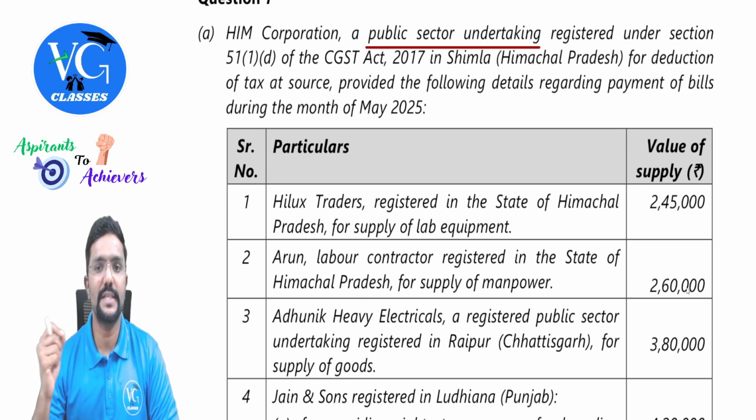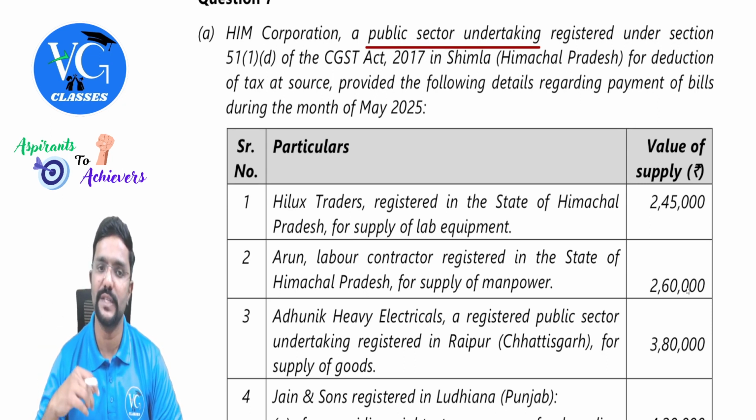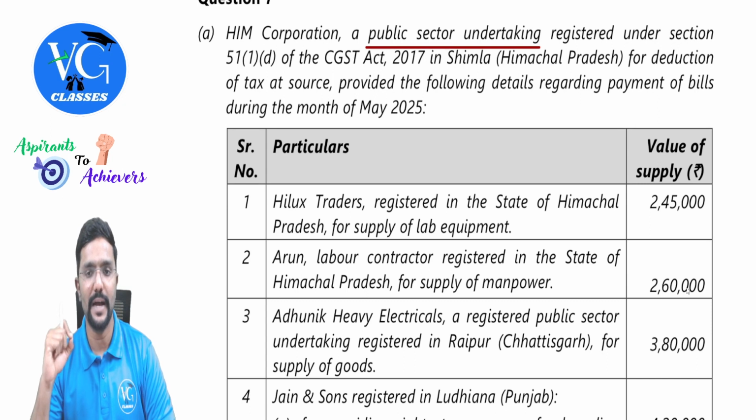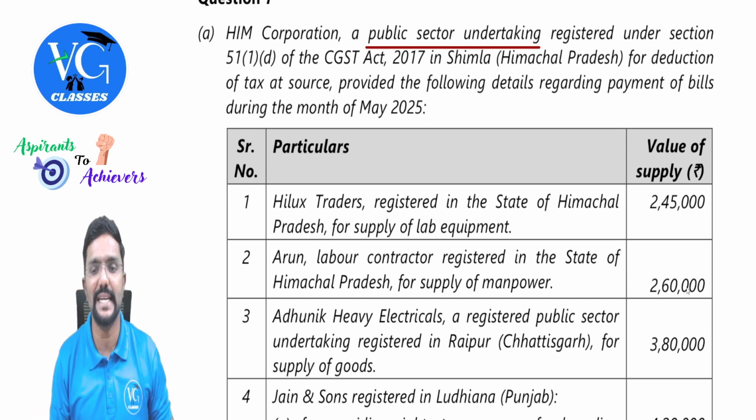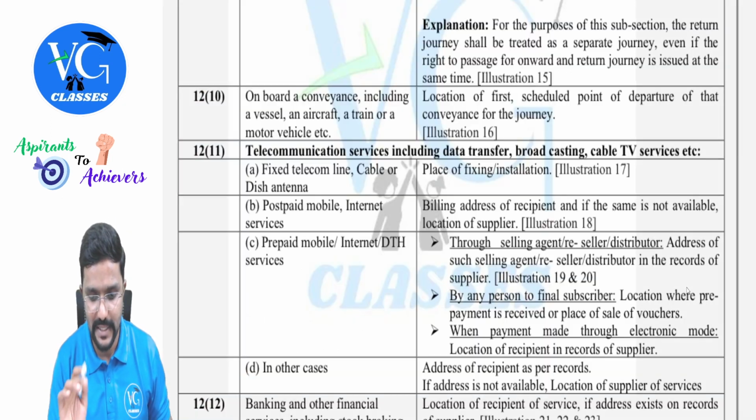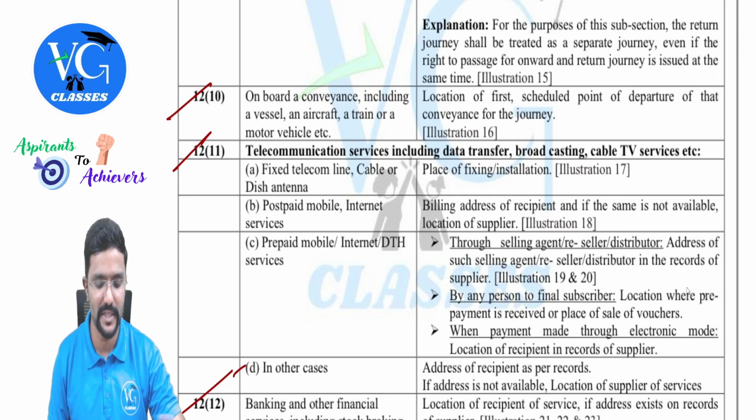Yes. Registered under section 51 1D of CGST Act 2017 in Simla, Himachal Pradesh for deduction of tax at source, provided the following details regarding the payment of bills during the month of May 2025. Guys, see, as per TDS provision, that is section 51. Just a minute, I will go to that.